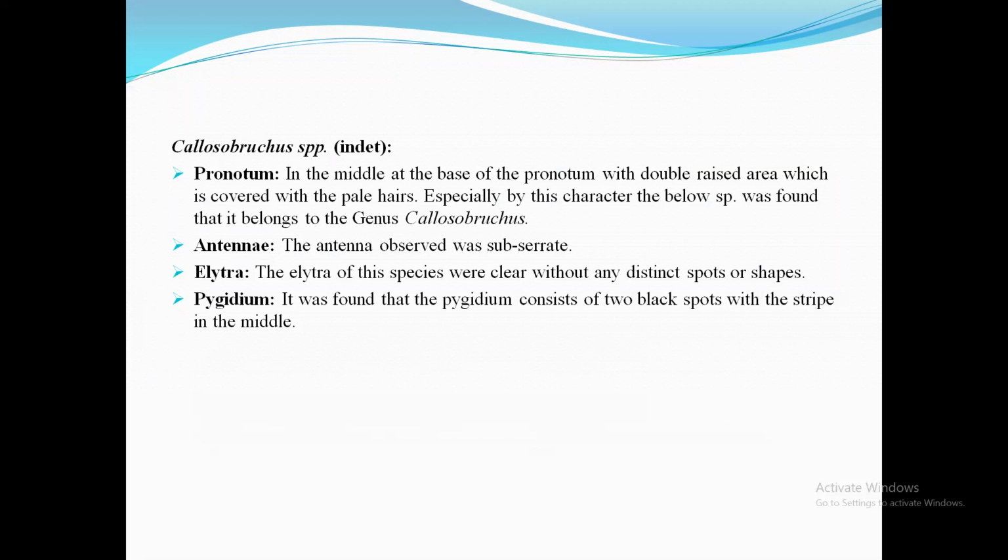Here, the insect that emerged belongs to genus Callosobruchus. How we identify is by seeing the pronotum. By seeing the pronotum, we found that it has a double raised area. So, we concluded that this insect belongs to genus Callosobruchus. But up to now, we didn't find what that species name is. So, that species name is kept as indet.